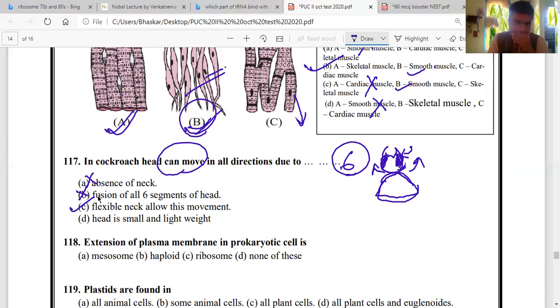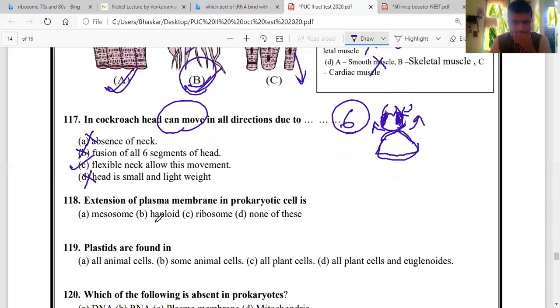Head is small and lightweight. Nothing to do with the movement. It has something to do with the flexibility of the neck region. Like birds can move their heads in any direction because they have a single occipital condyle, and in human beings there are 2 occipital condyles. So now the rotation is restricted. So all the rotation depends on the flexibility of the neck. I have given you the example of vertebrates.